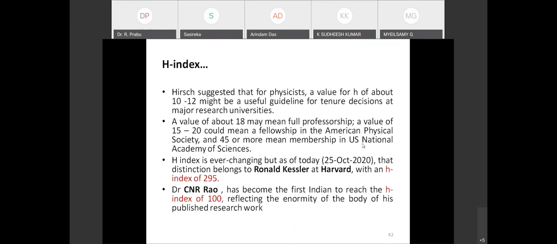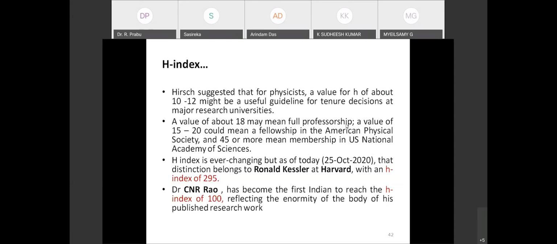So these are some other details about the H index. In some countries abroad, they give credit for the full professorship. If a particular author or researcher has more than 18 H index, he can go for a full professorship. Some countries have this kind of system. If you have an H index of more than 20, you're eligible for this award.